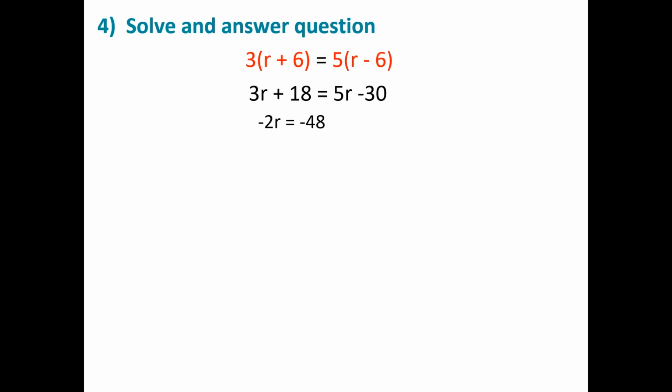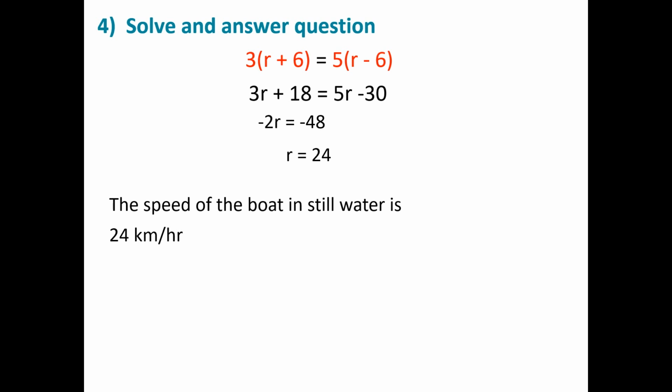I move the 5r over. I get negative 2r equals negative 48. I divide by the negative 2, and I find that r is 24. So the speed of the boat in still water is 24 kilometers per hour.